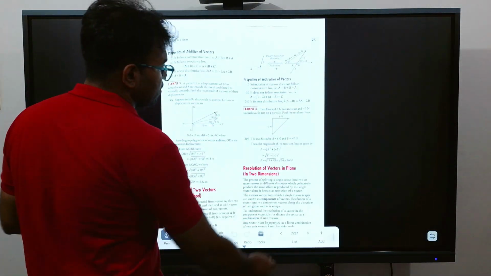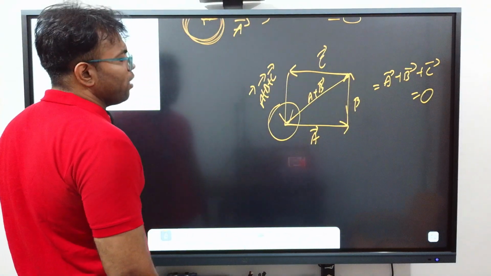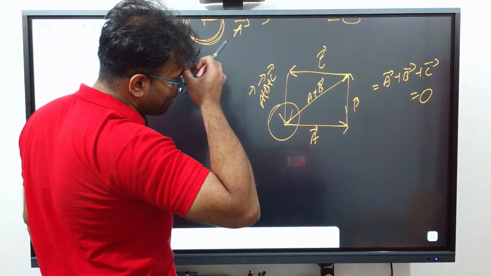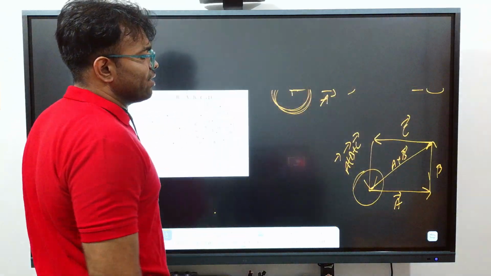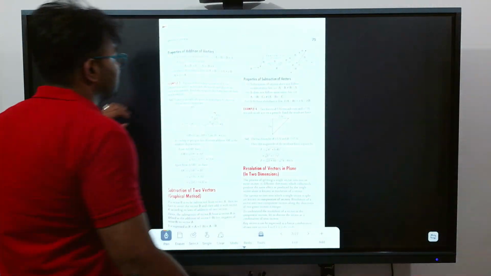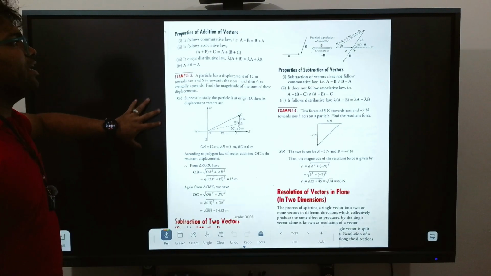Next part. Sorry, I'm so sorry. I said parallelogram, right? I was supposed to say the polygon law of vector addition. I'm sorry. Next, properties of vector addition.